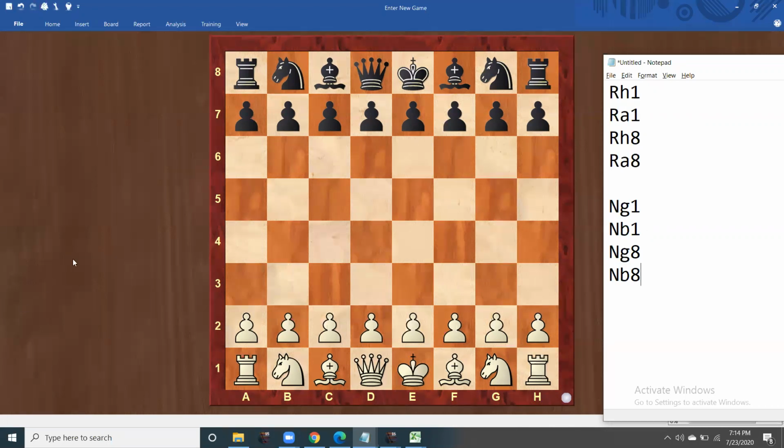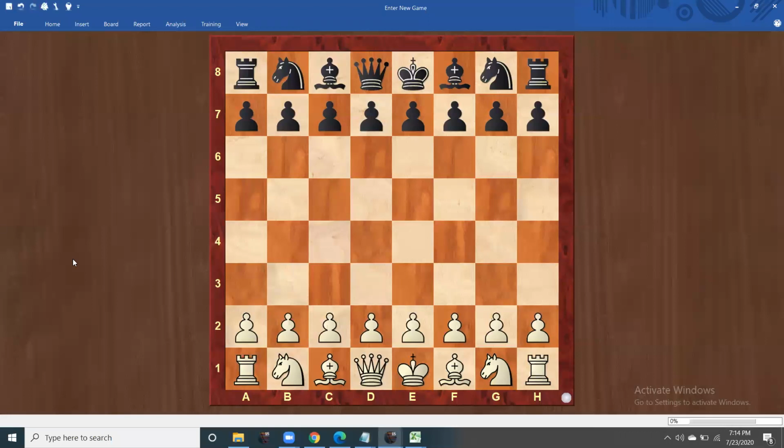That's it about the chess notation. I will tell you further about each piece and how they move in my next session.